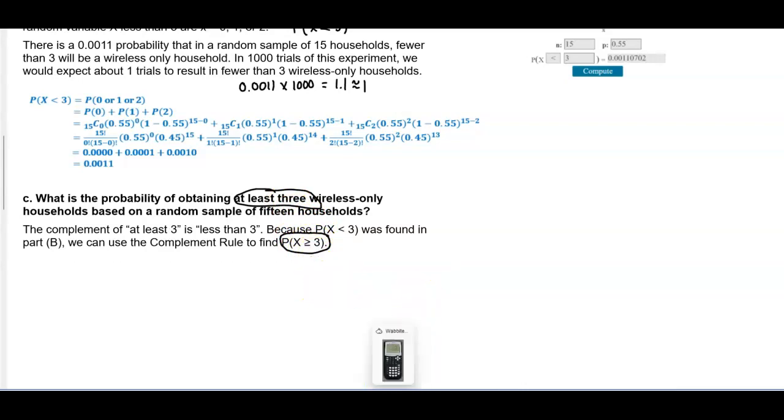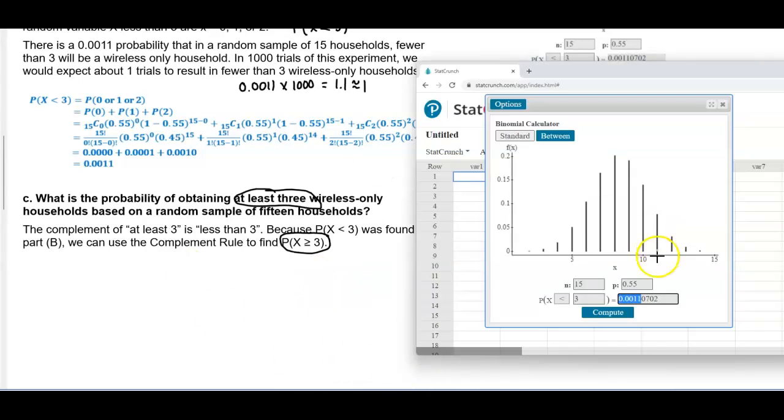So let's go ahead and do that. So now we've got StatCrunch. Again, n is equal to 15. We know that p is equal to 0.55. And now we're going to change this to be greater than or equal to 3. Select compute, and now you're going to see what our probability is. So rounding this to 4 decimal places, we're going to get 0.9989.